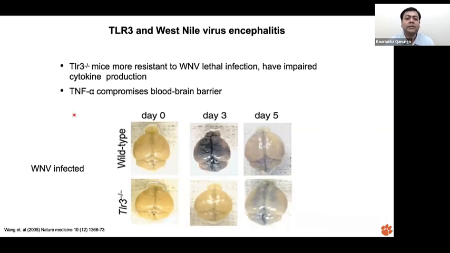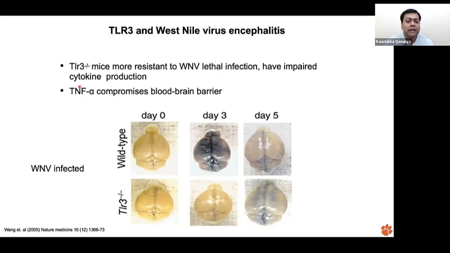What happens is that TNF alpha, in some viral infections, when it increases, compromises the blood-brain barrier. So when the wild type mouse is infected by the West Nile virus, by day 3 you can see that the Evans blue stain that has been used has moved into the brain, which means that WNV caused the blood-brain barrier to be compromised. That's the reason that the dye moved into the brain.